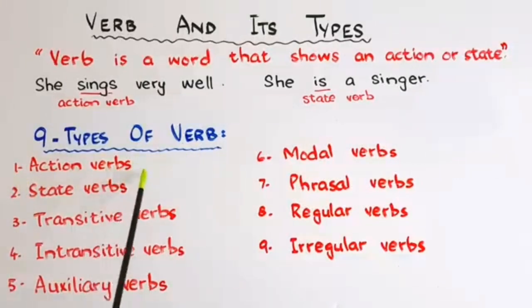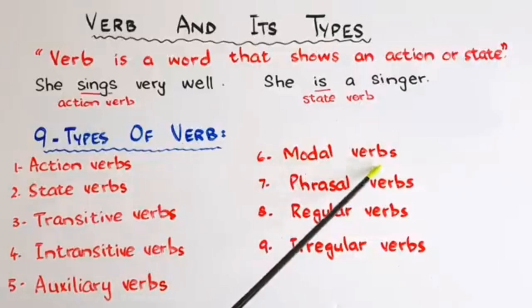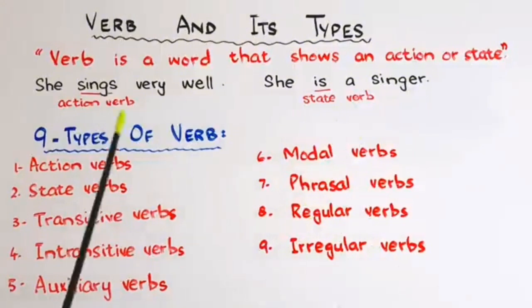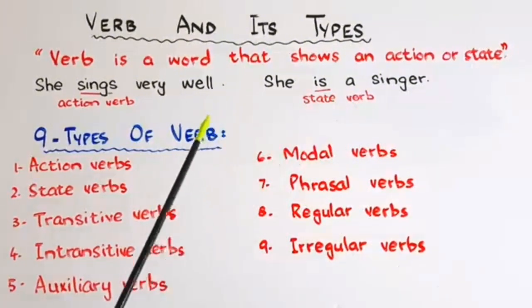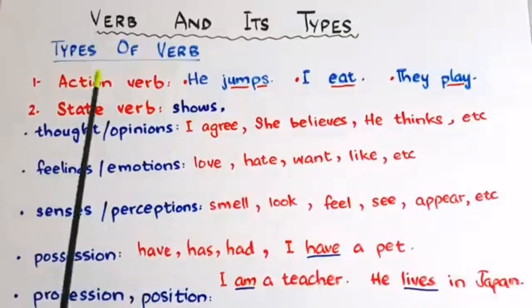The first is action verb, then state verb, transitive verbs, intransitive verbs, auxiliary verbs, modal verbs or modal auxiliary, phrasal verbs, regular verbs and irregular verbs. Most of these types are quite simple. You will get them very fast. So let's understand all these with a few examples. Let's start learning about the types of verbs.